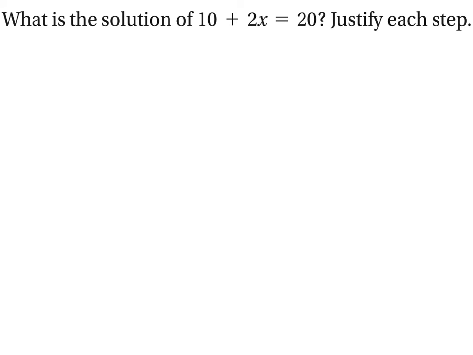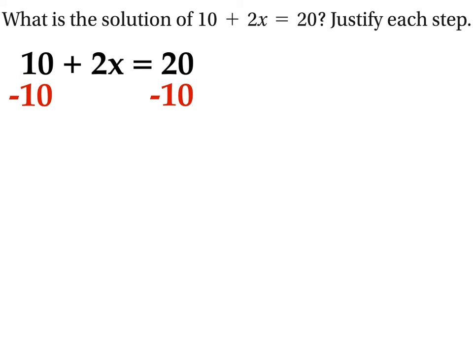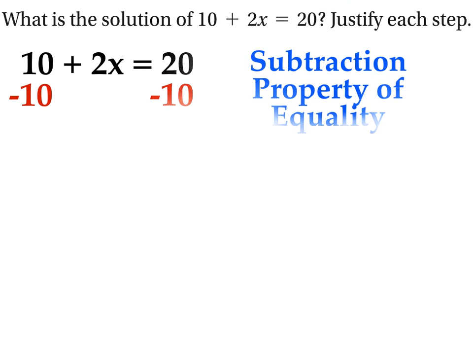The last example says, what is the solution of 10 plus 2x equals 20? And this problem asks us to justify each step. So we're going to start with the equation that they give us. We actually need to get rid of the positive 10 that's in the front of the equation first by subtracting 10 from both sides. The justification for doing that would be the subtraction property of equality. We can subtract 10 from both sides of the equation, and the equation will remain equivalent. When you subtract 10 from both sides, you're going to be left with 2x equals 10.